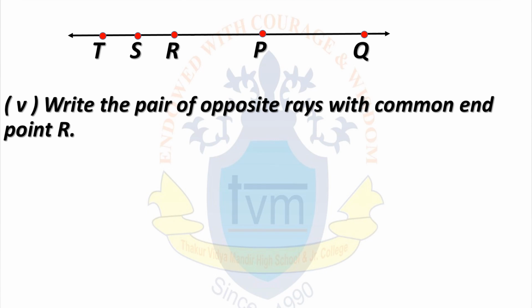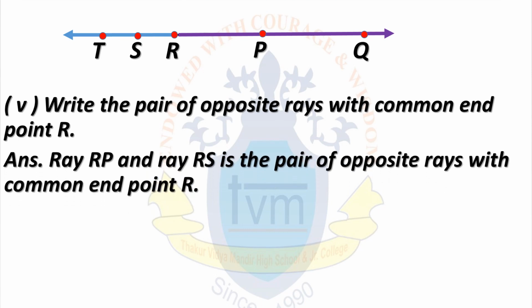Now here we have the next question. Write the pair of opposite rays with common endpoint R. Look at this figure. Ray RQ has common endpoint R, and ray RT also has point R as an endpoint. So point R is the common endpoint of both the rays, that is, ray RP and ray RS is the pair of opposite rays with common endpoint R.